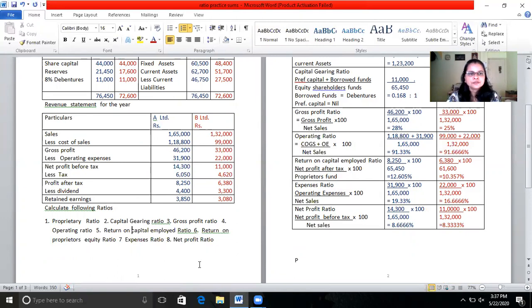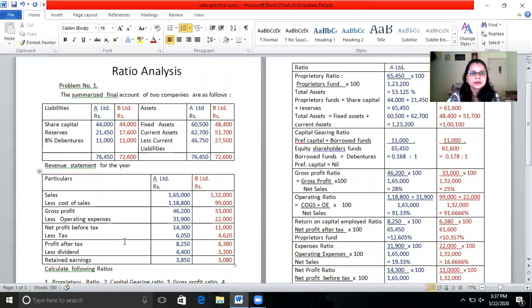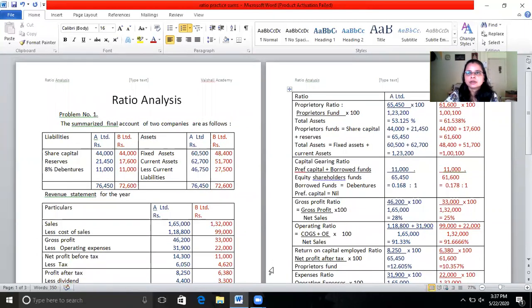Now let us start with the first ratio. But remember that while calculating this, unless the problem mentions to prepare a vertical statement, there is no need to prepare any vertical statement. Here, the revenue statement is already given in the vertical format, but the balance sheet is given in a T format. It is not given in the vertical format, but the problem is silent about that. They have not mentioned to prepare a vertical balance sheet, so no need to prepare one. Directly we can solve the problems.